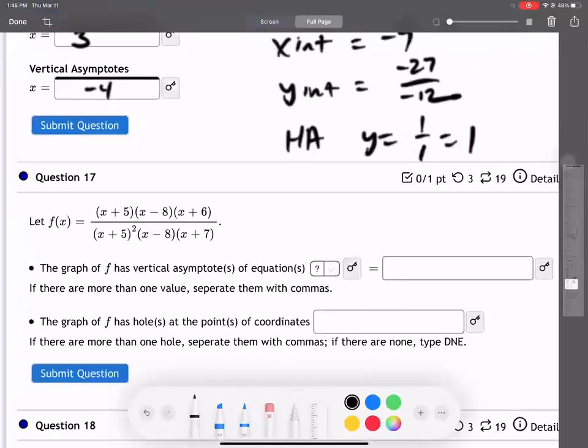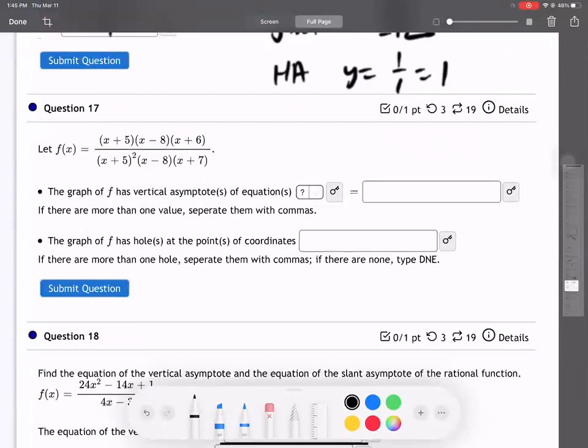Okay. Number 17 says f has vertical asymptotes of the equation blank. And if there are more than one value, separate them with a comma. Then, f has holes at some point in coordinates. Now let's take a look if we have any holes here.